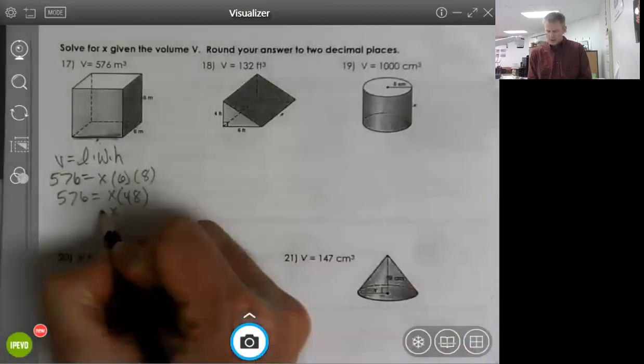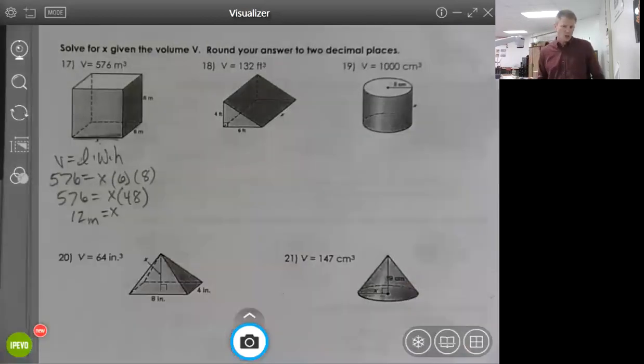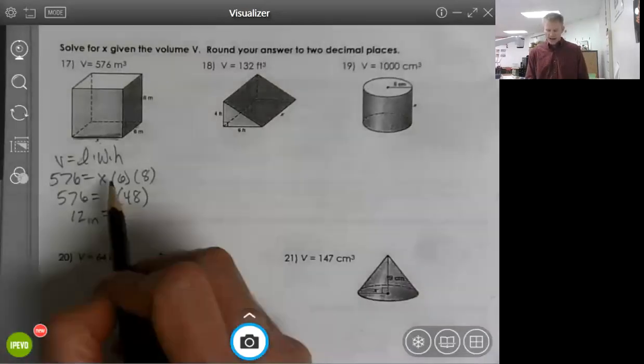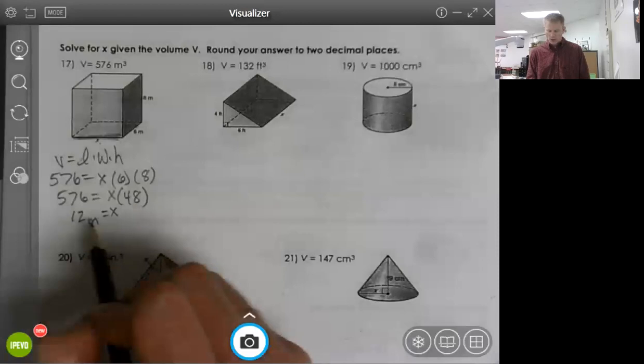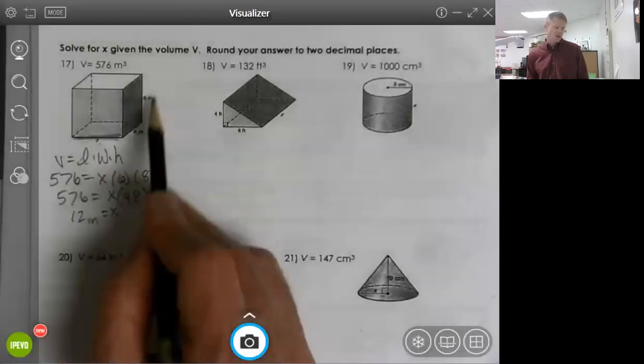So x is going to be 12. These are going to be meters. It's not meters cubed. You don't have meter times meter times meter in this calculation. You actually are dividing those out, and you're left with just one dimension, which is all m. It's just meters.